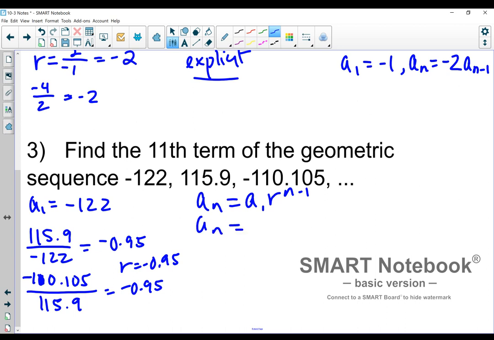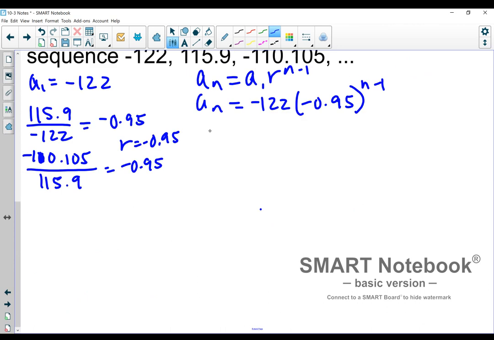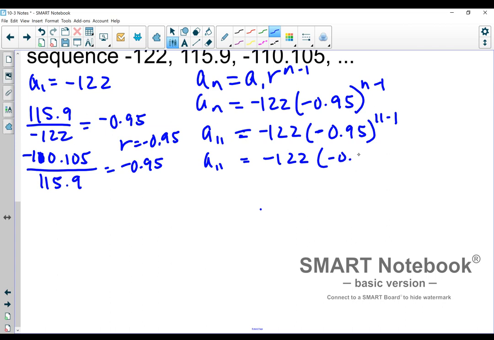So now I'm going to write my formula. And then I want to use my formula to find a sub 11, my 11th term. And I know this is going to be probably a pretty big decimal. I'm going to have to round it a little bit. I'm going to do 2 decimal places.